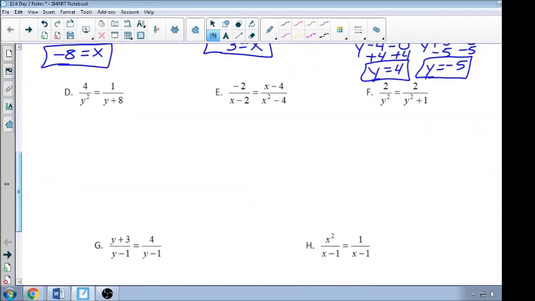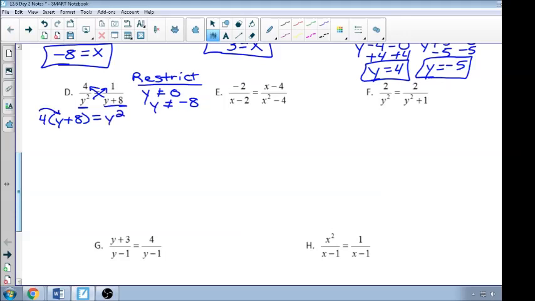Again, it's just going to be cross multiplication, so I'm going to cross multiply. Actually, before I do that, I'm sorry, I need my restrictions, right? So we have our restrictions. The y squared gives me that y cannot equal 0, and the y plus 8 tells me that y cannot equal negative 8. Okay, so I cross multiply, so 4 times y plus 8 equals y squared. Distribute the 4, so 4y plus 32 equals y squared.